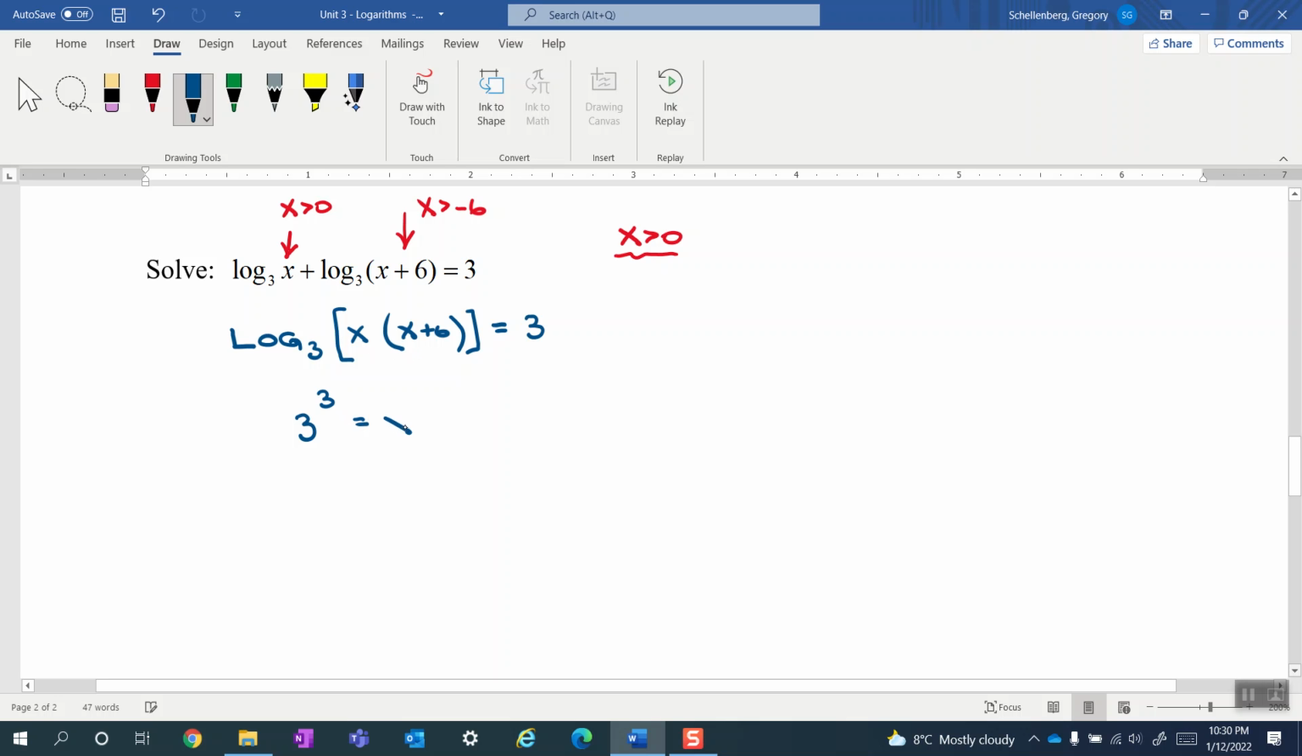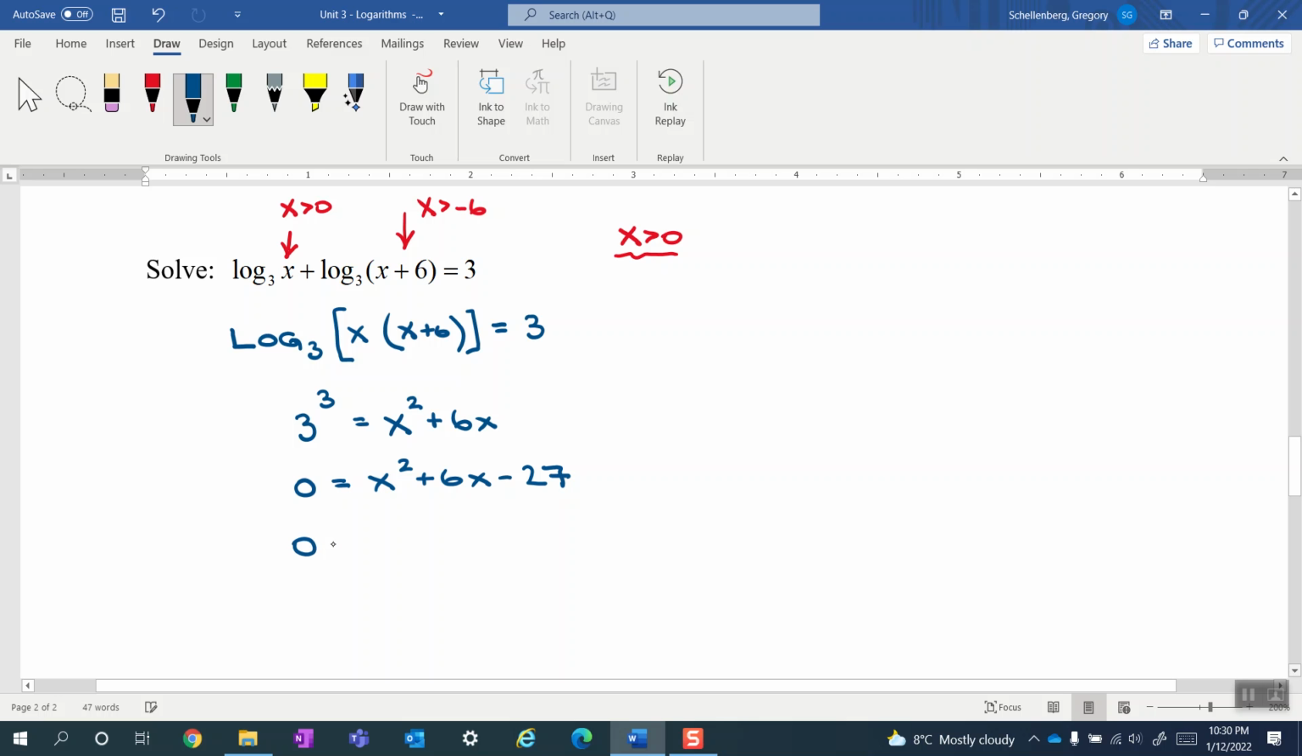I will expand that out. We get x squared plus 6x. Okay, 3 cubed is 27. I'm going to move that to the other side, leaves us with 0 on the left-hand side. 0 is equal to x squared plus 6x minus 27. Let's see if we can factor that.